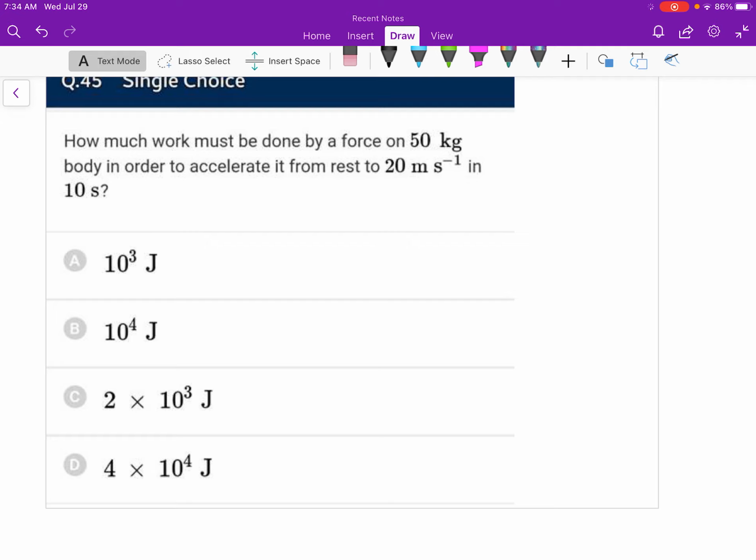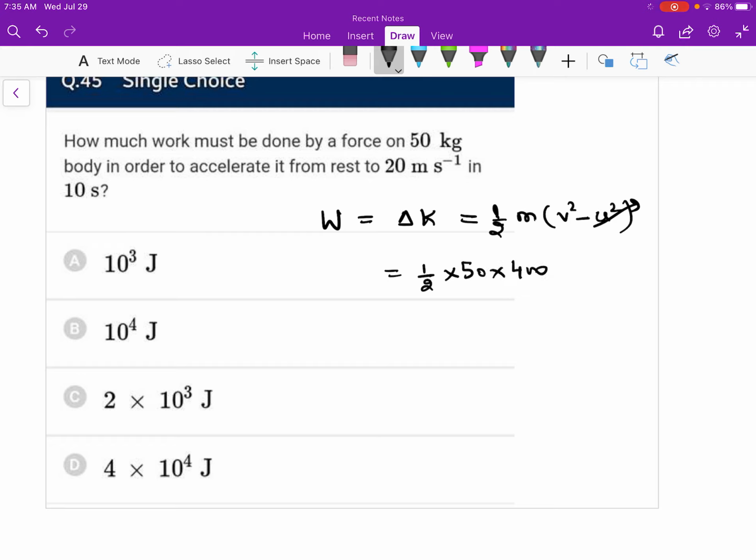How much work must be done by a force on a 50 kg body in order to accelerate it from rest to 20 meters per second? So W is delta K, that is half M (v square minus u square). U is 0. So half M, which is 50 kg, v square, which is 400. So this is 50 into 200. So that is 10,000 joule. So 10 to the power 4 joule.